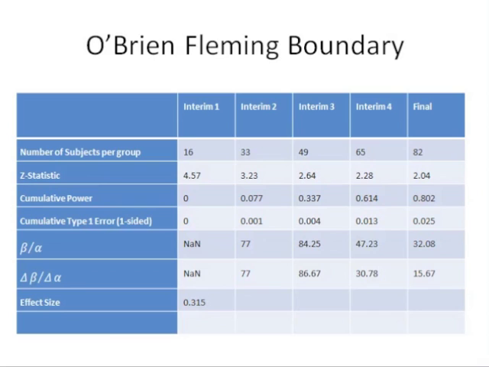At interim 1, we can't compute the ratio because the power and type 1 error are so close to 0. However, at interim 2, the ratio of power to type 1 error is 77, and the ratio declines with each successive interim analysis and is 32 at the final analysis. In terms of the power over type 1 error conditional on where the study stopped, we see that the ratio is less than 32 at the final analysis. This is done by delta beta over delta alpha in the table.